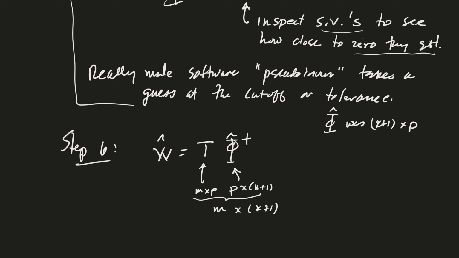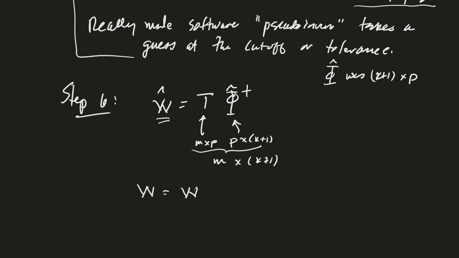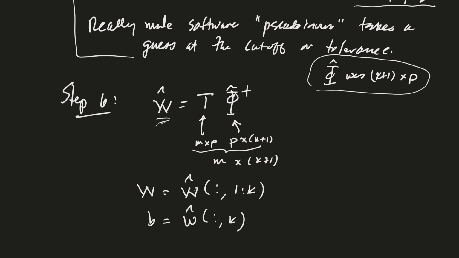Good. And so you can either leave your answer as W hat, or you could say that W is equal to the first K columns, and then you could take B to be the last column, if you want to. If you don't want to, then you can just leave your answer as W hat, but then you have to construct Phi hat instead of using Phi when you do your design matrix.